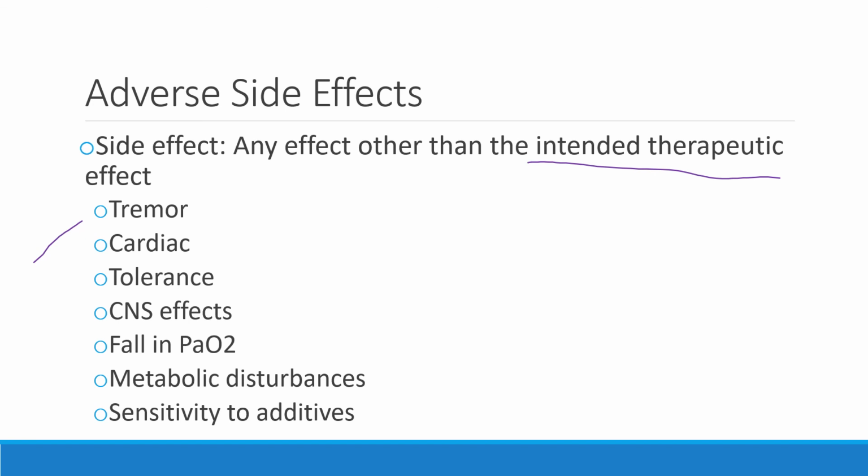If there is a 20% change in their heart rate, right, with their albuterol treatment, you stop it. Right, that's an adverse effect. You're supposed to stop the treatment and reassess the patient.